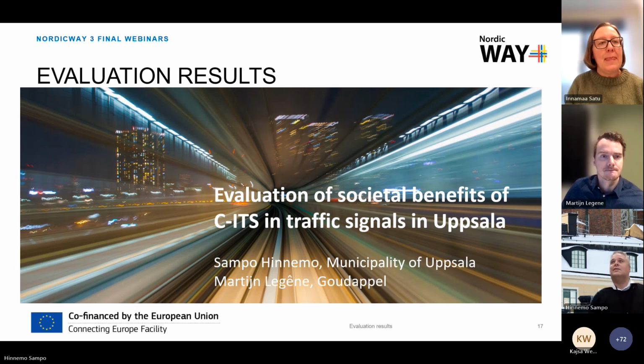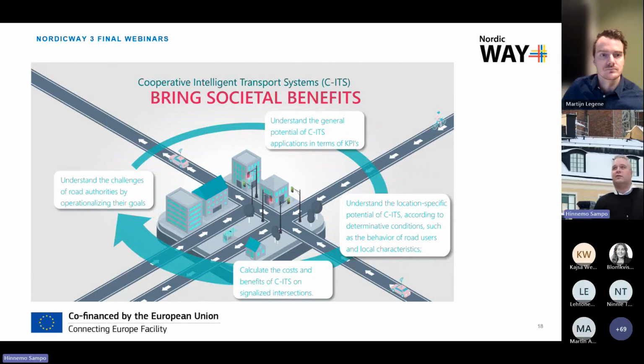Thanks. Thank you, Satu. We'll start the presentation with a little introduction, and Martin will then go more in detail in the results. In Sweden, many road authorities don't know so much about CITS and what benefits it could bring and how it works. We have a lot of experience with signal priority, and there's a standard for signal priority, but we don't have so much experience about time to green, time to red, and GLOSA.